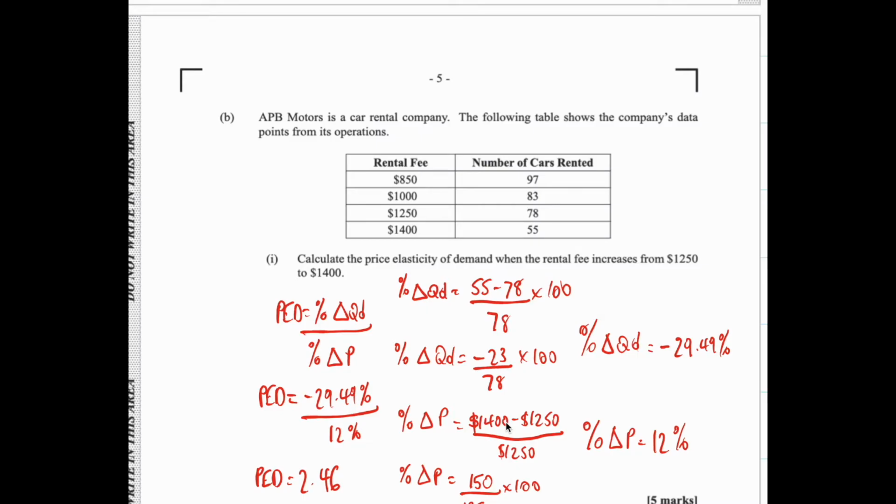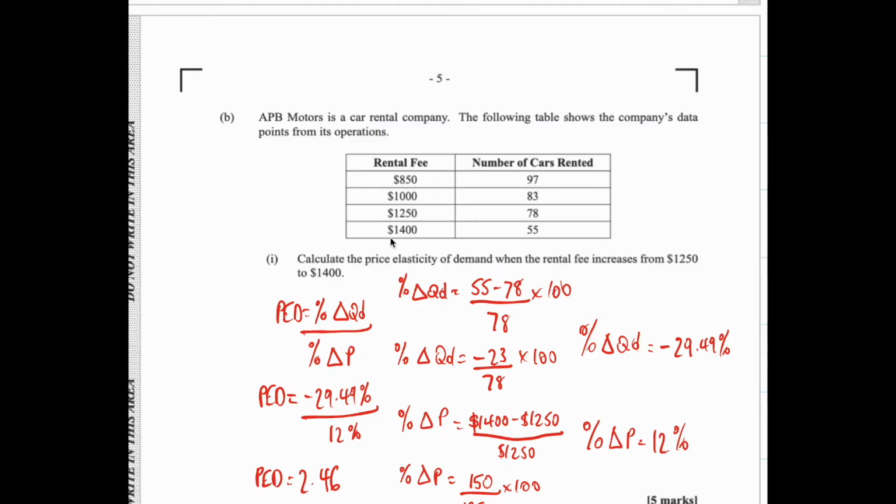So the percentage change in quantity demanded would go from new, which is 55, because this is the new price, so this is the new quantity. So new quantity would be 55, and then you minus 78, which is the old quantity, over the old quantity. So we'd end up with negative 23 over 78 times 100, and when we finish calculating that, that would give us negative 29.49%.